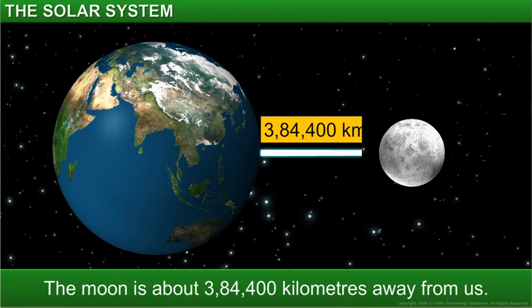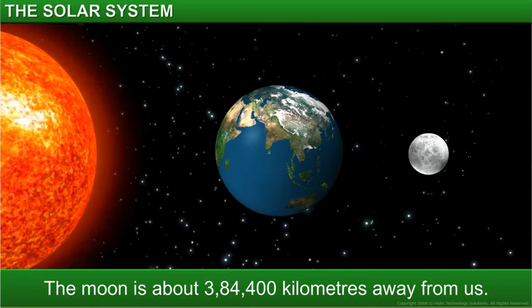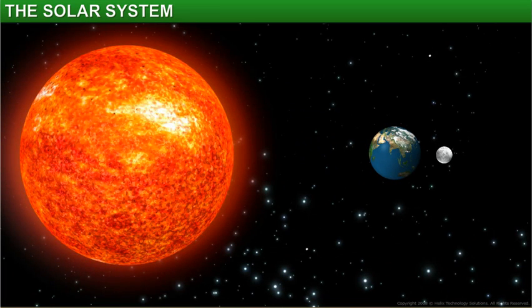The Moon is about 3,84,400 kilometers away from us. We can now compare the size of the Sun and the Moon and also estimate how far the two are from the Earth.